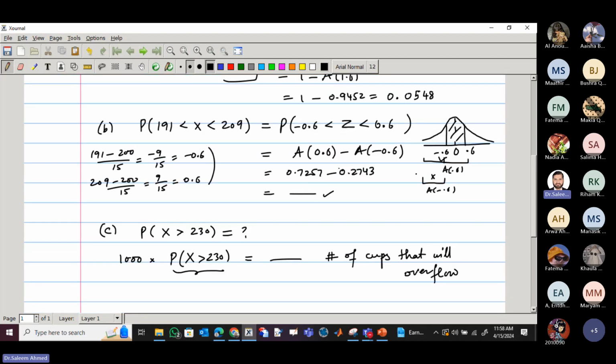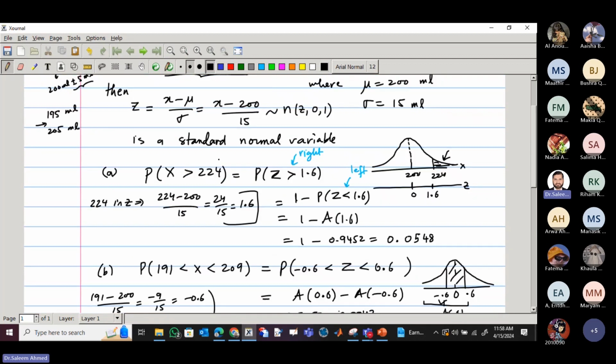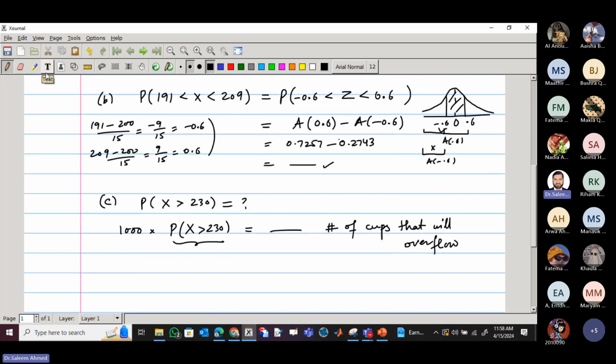So this is the same as the first part, you see. The first part is X greater than 224. Now it is 230. So you can write probability of Z greater than 230 minus mu by sigma. So 30 by 15 is 2, right? So it is 1 minus the area at 2. So you can find 1 minus the area at 2 and get the answer. That you will put here and multiply. That will give you the total number of cups.